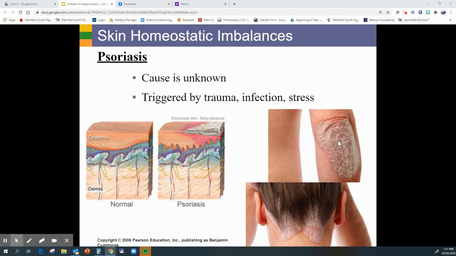It's not infectious. It's not contagious. So people can't get it if somebody else has it. It just looks kind of ugly. It's red and raised and irritated.